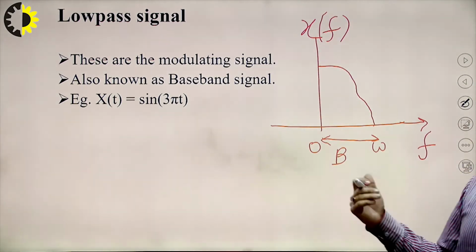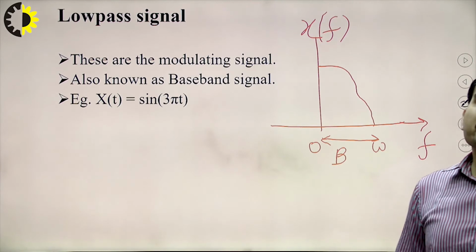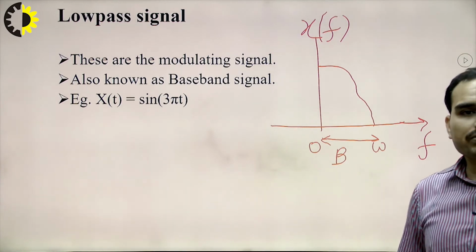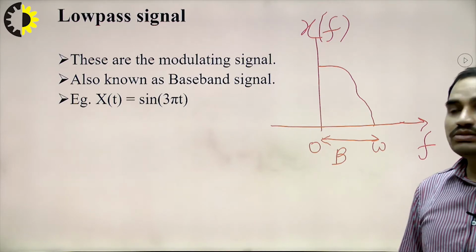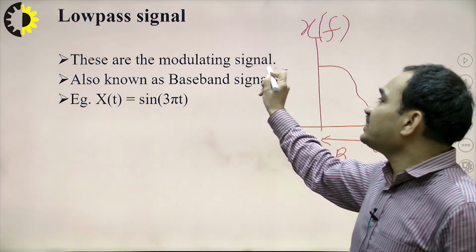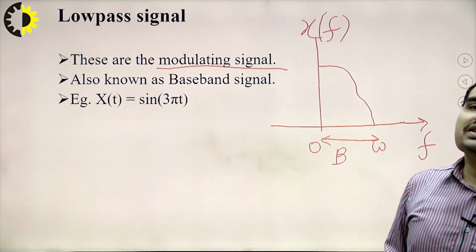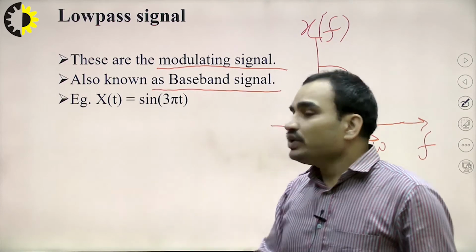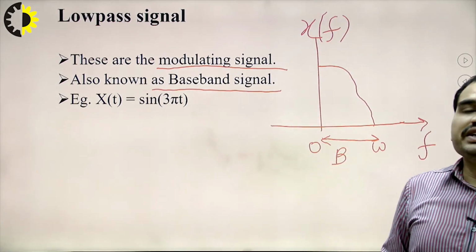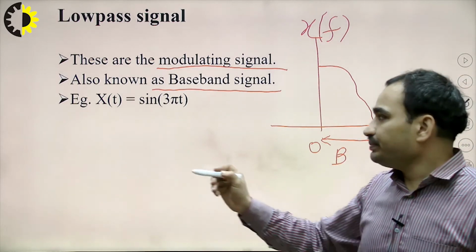It is also applicable for the modulating signal when we are considering a modulation scheme. It may be AM, FM or PM analog modulation schemes. All these signals are the modulating signal, and these modulating signals are also known as the baseband signal. So if we have the baseband signal, it is the low pass signal of the scheme.